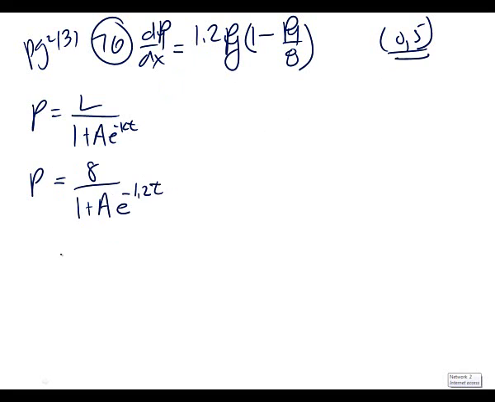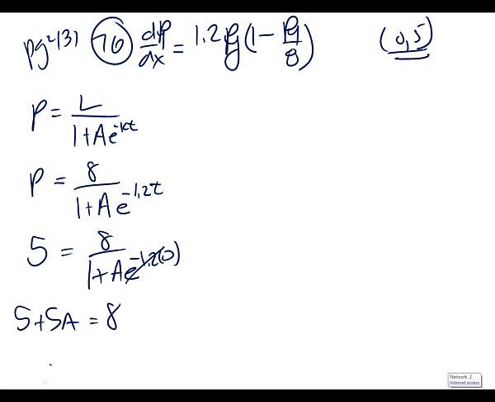So what am I going to put in for the P? 5 equals 8 over 1 plus Ae to the negative 1.2 times t. What's the time? 0. And that's a pattern because that always ends up becoming 1, so it goes away. So now I'm going to multiply by 5. So I've got 5 plus 5A equals 8. So 5A equals what? 3. So A ends up equaling 3/5.